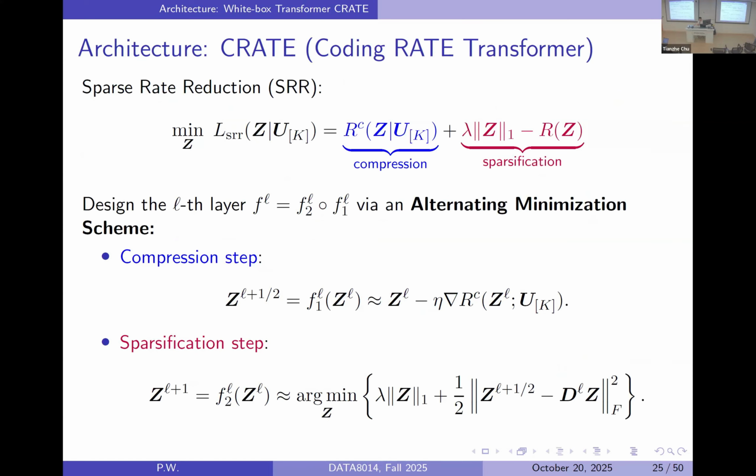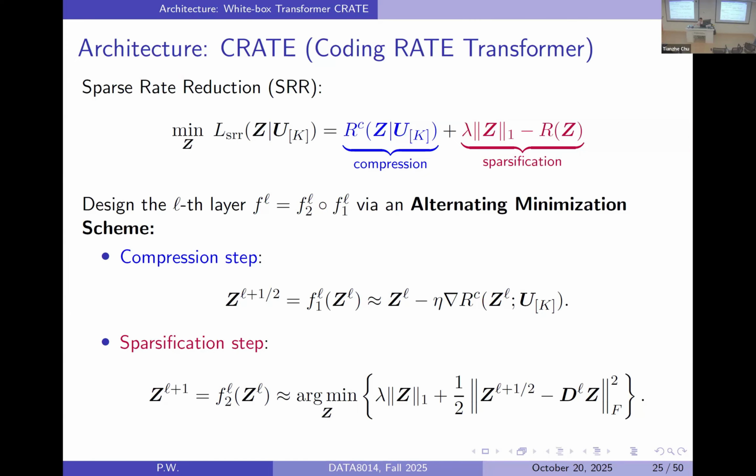Once we decide on using an incremental approach to optimize these problems, there are lots of different choices to achieve the optimization. Here we introduce one of them. We use a two-step alternating minimization to optimize these features. So the first step is to do what? We compress these tokens with gradient descent to maximize this compression term, right? That is the first step.